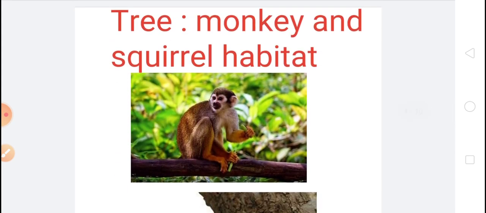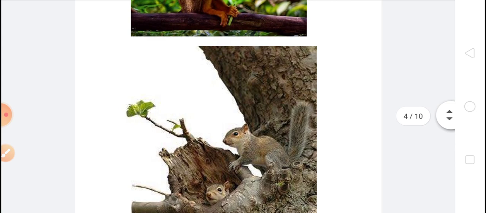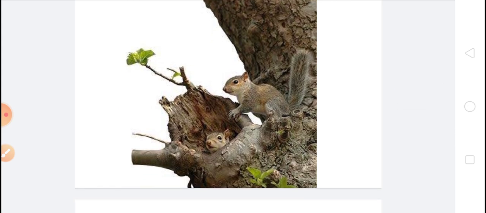Habitat comprises both biotic and abiotic factors. Biotic components means the living components like plants and animals, and abiotic factors mean water, rainfall, temperature, air, etc. These are the abiotic components which are present in a habitat. Okay, you can see here monkeys, trees. Trees are the habitat of monkeys and squirrels. Monkeys and squirrels have trees as their natural habitat.